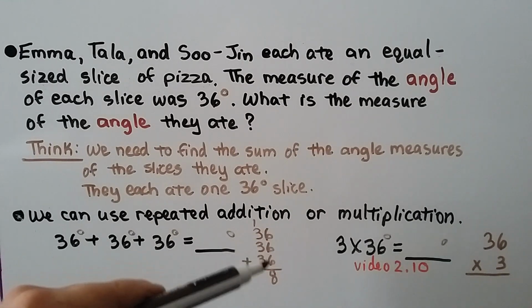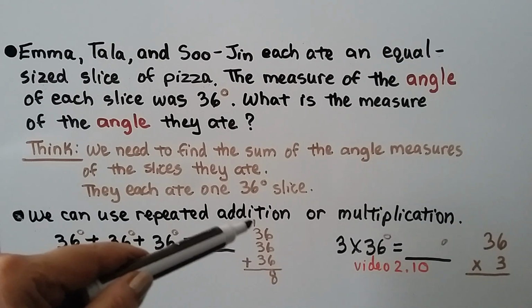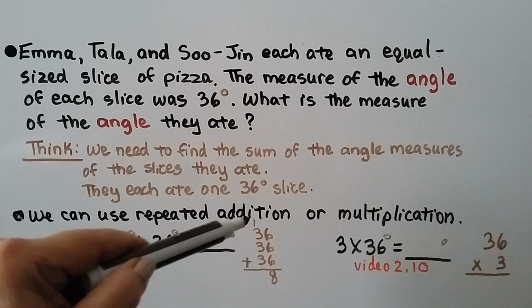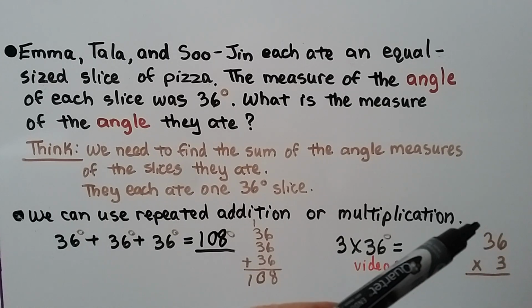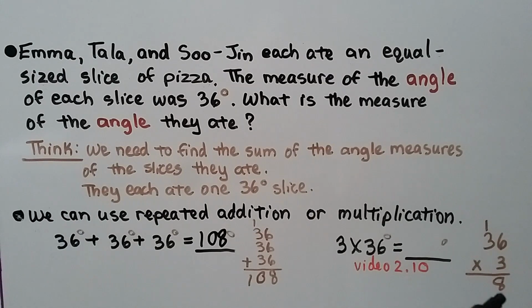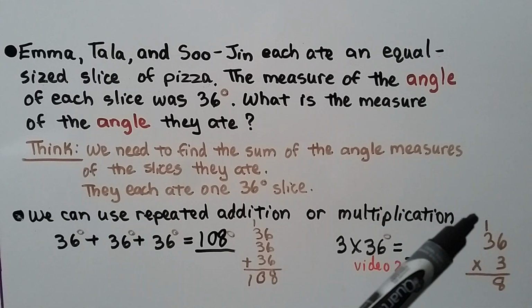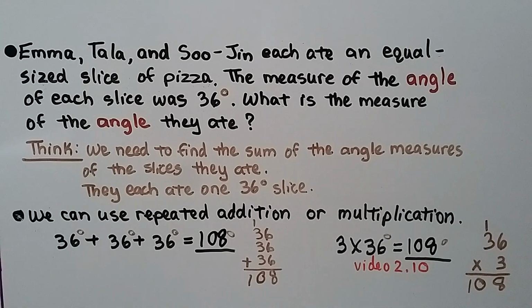To add them, we have 6 plus 6 plus 6, that's 18. We regroup the 10. Then we have 3, 6, 9, and one more is 10. That's 108 degrees. We can use multiplication. We learned back in Chapter 2 in video 2.10 how to multiply with 2-digit numbers and use regrouping. We start with the ones place and do 3 times 6, which is 18. We regroup the 1, then put the 8 down. Now we do 3 times 3, which is 9, plus 1 more is 10. And we still get 108 degrees. And because we did it both ways, we know the amount is correct. The amount of degrees must be correct because we solved it using addition and multiplication and got the same answer.